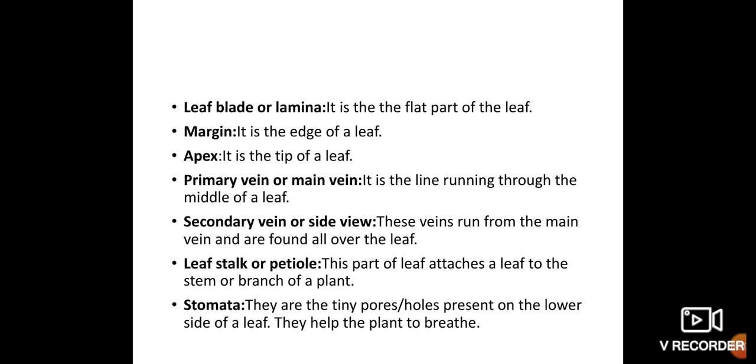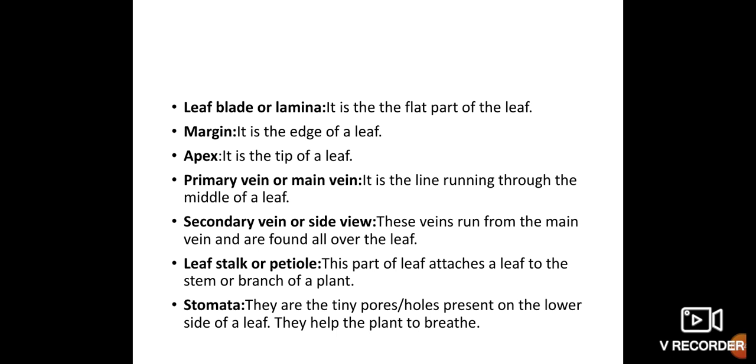Children, if you observe a leaf closely, you can see the flat part that is called the leaf blade or the lamina. The upper and the lower sides of the leaf blade are slightly different in color. The upper side is smooth and dark in color, while the lower side is rough and light in color. The color of a leaf is green because it has a pigment present in it, which is called chlorophyll.